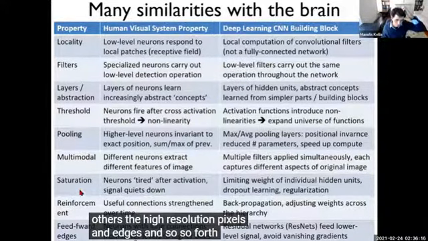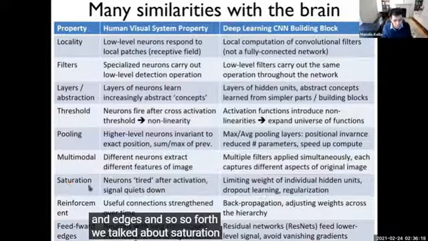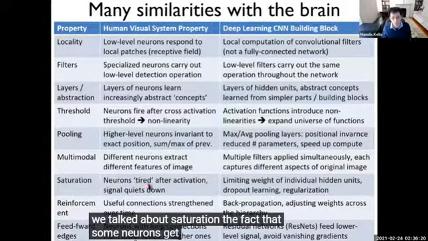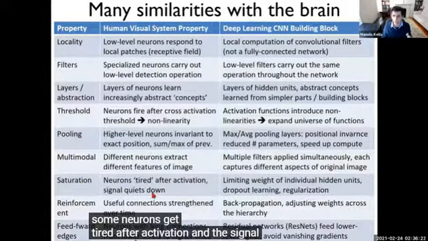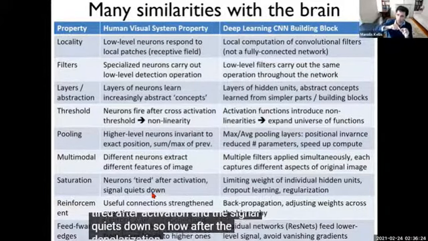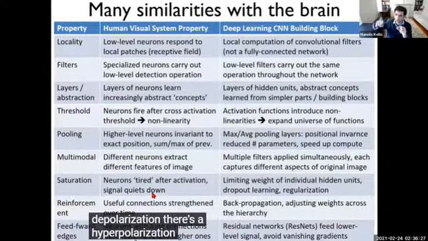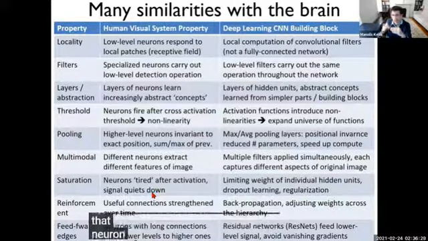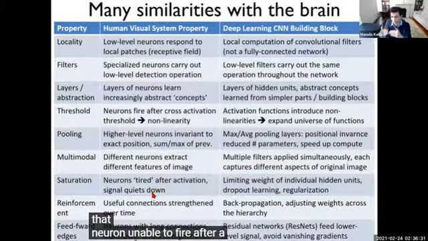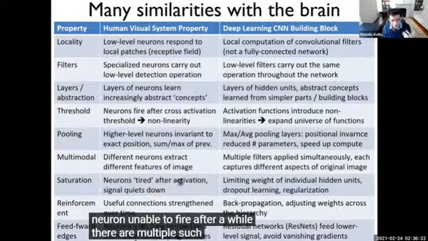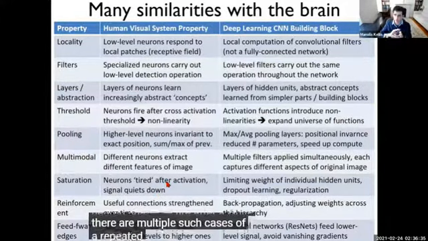We talked about saturation, the fact that some neurons get tired after activation and the signal quiets down. We saw how after the depolarization, there's a hyperpolarization that makes that neuron unable to fire after a while. There are multiple such cases of a repeated stimulus.